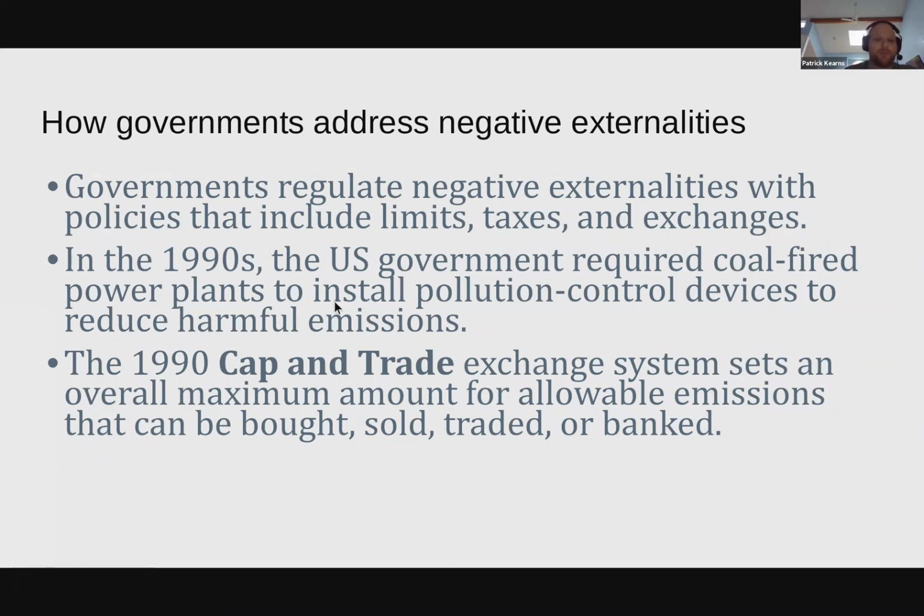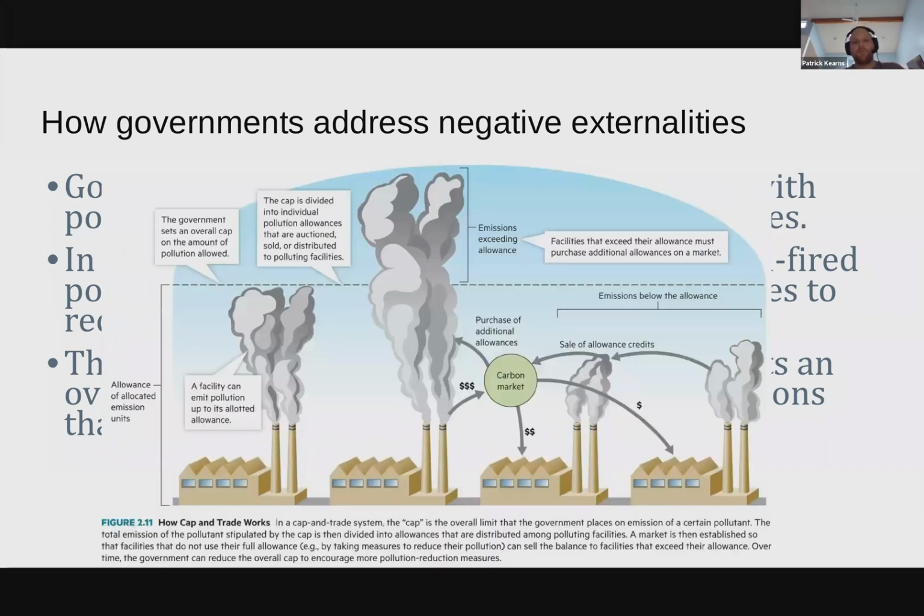In 1990, for those guys that never heard, we enacted the cap and trade exchange system that put an overall maximum amount of allowable emissions that can be bought, sold, and traded or banked. So it's kind of a good way to essentially cap what people can or can't do. And that's just a figure of that.